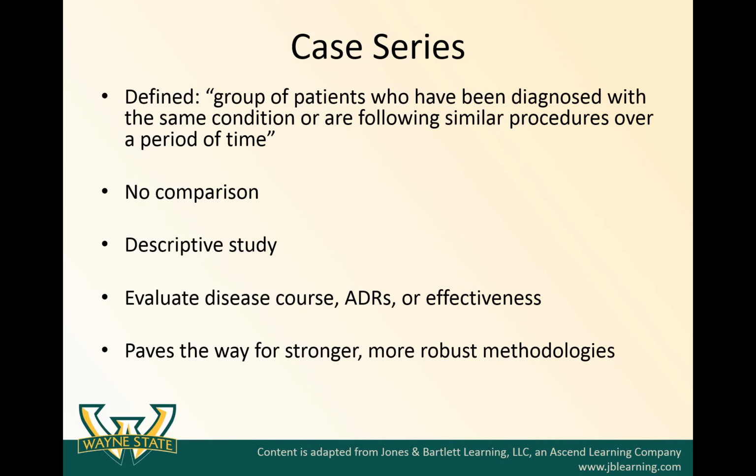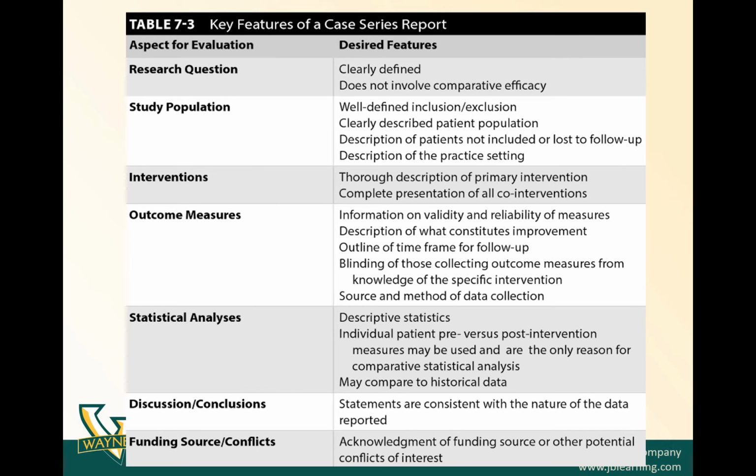Case series is defined as a group of patients who have been diagnosed with the same condition or are following similar procedures over a period of time. In case series, it's important to understand there's no comparison group, so this makes it primarily a descriptive study. You can evaluate a disease course, adverse drug reactions, or effectiveness, and it paves the way for stronger, more robust methodologies. So again, it's one of the weaker observational type designs.